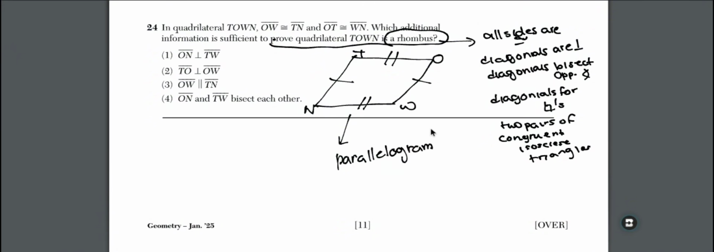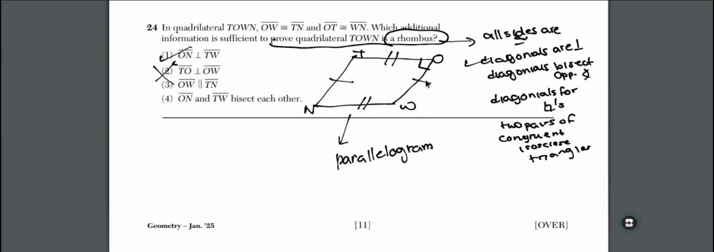So let's look at my answer choices. It says that ON, so it's giving us diagonals, diagonal ON is perpendicular to TW. Well, that works because diagonals must be perpendicular in order to prove something is a rhombus. So plausible answer choice. Then it says, I'm going to erase my diagonals that I drew here. TO, this right here, is perpendicular to OW. Well, if they're perpendicular, then I only get one right angle, but that does not help me.